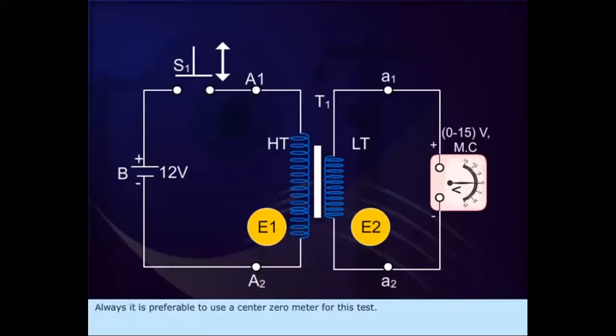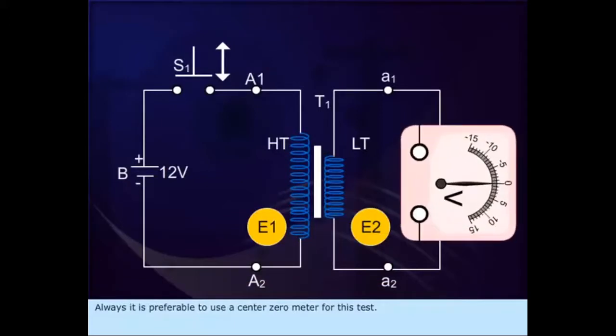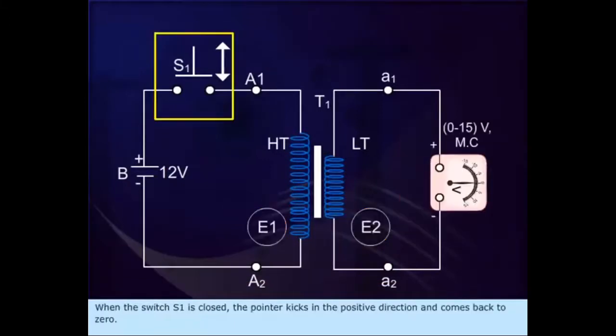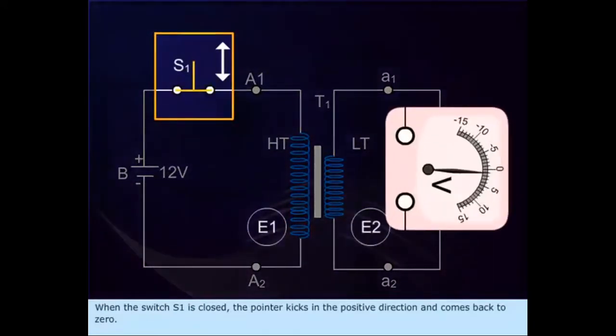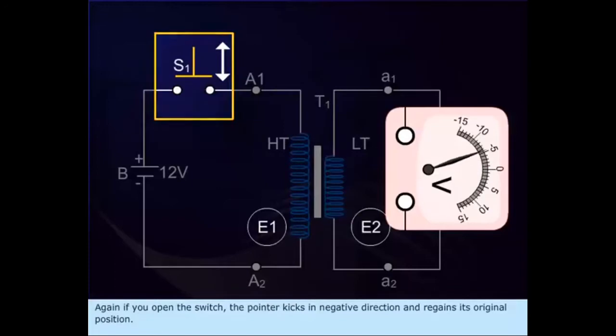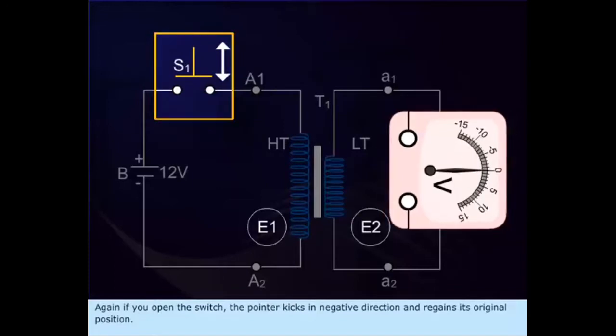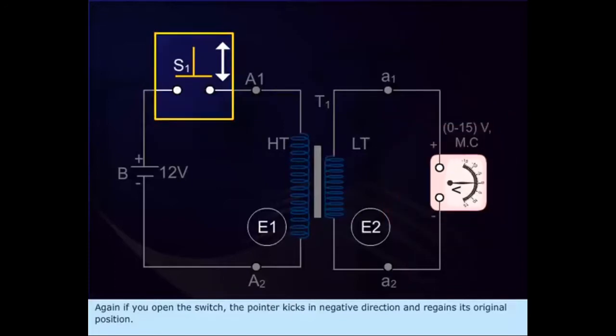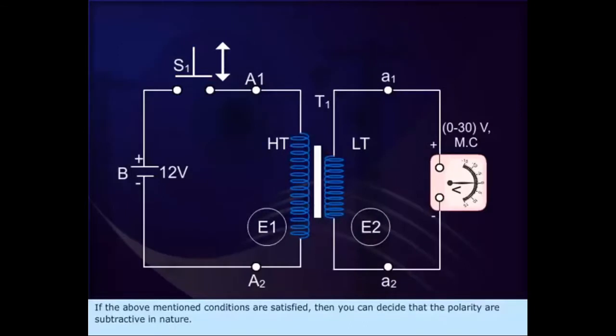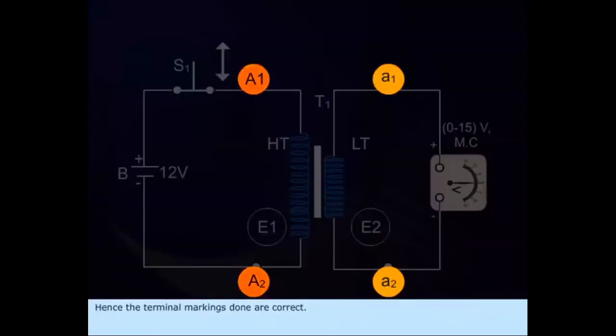Always it is preferable to use a center zero meter for this test. When the switch S1 is closed, the pointer kicks in the positive direction and comes back to 0. Again, if you open the switch, the pointer kicks in negative direction and regains its original position. If the above mentioned conditions are satisfied, then you can decide that the polarity are subtractive in nature. Hence, the terminal markings done are correct.